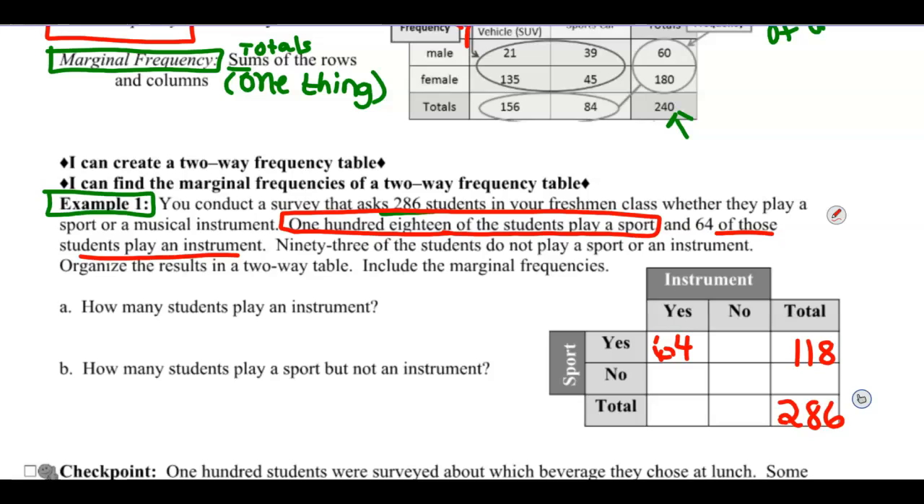So it's cutting out a little there. All right, next it says 93 of the students do not play a sport or an instrument. So 93 are a no to sports and a no to an instrument. So I'm going to look across. Here's my no here and here's my no. I have to see where they meet. No instrument, no sport. So my 93 goes right there.